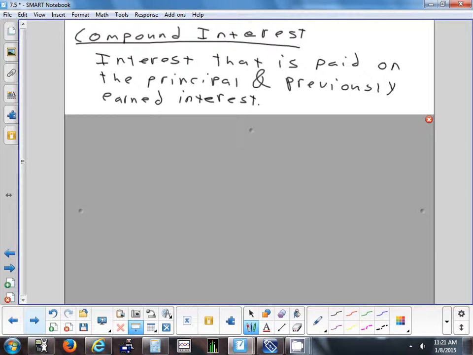So compound interest is interest that the bank would pay you, or you'd pay the bank if it's a mortgage, but interest that the bank pays you. But it's interest not only on the amount of money you put in your savings account, but you also earn interest on the interest they paid you. Interest, yeah, it is, interest.